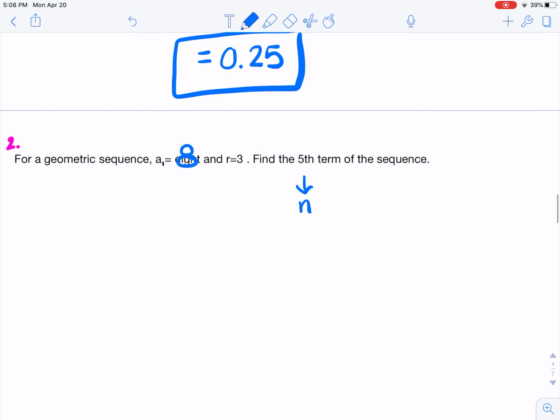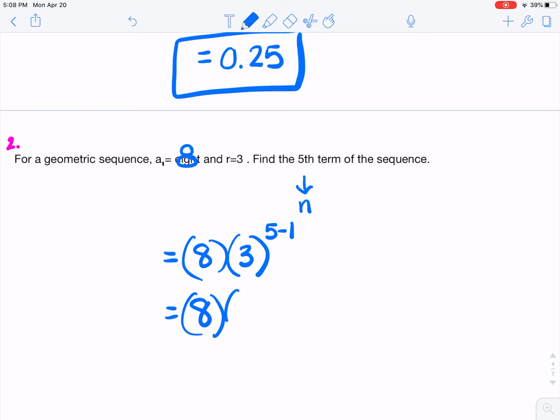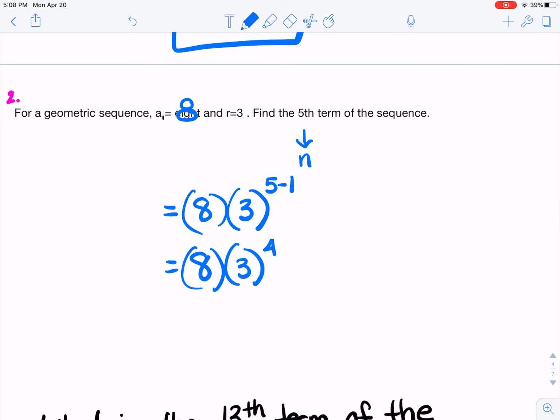So I'm going to plug this into the equation. 8 is my first term. R is my common ratio. And N is going to be 5. So this is 8 times 3 to the 4th power. This one isn't as crazy as the numbers, so you could probably maybe even do some of the math in your head.